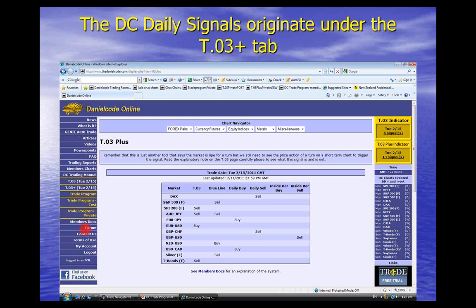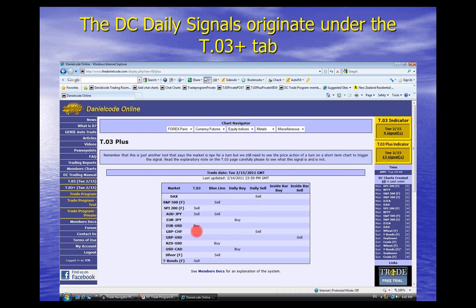You have this list of access tabs. Mine have a few more than yours. You won't see all of these, but you just click on the TO3 Plus tab, and that will bring up a page like this. This starts by telling you what the trade signals for the day are, and whether they're a TO3 signal or a blue line signal, a daily, or an inside bar.